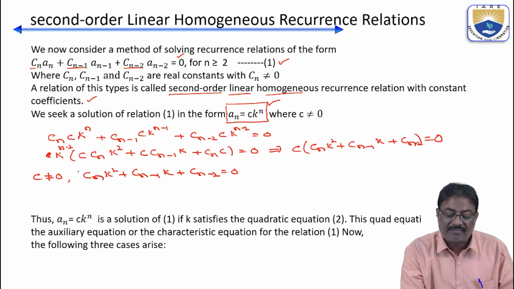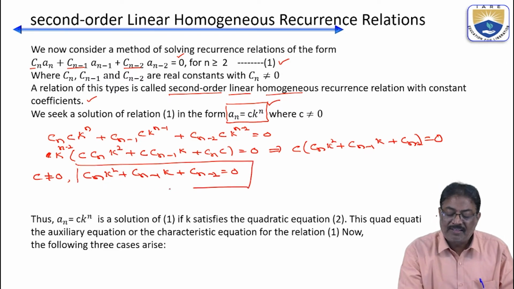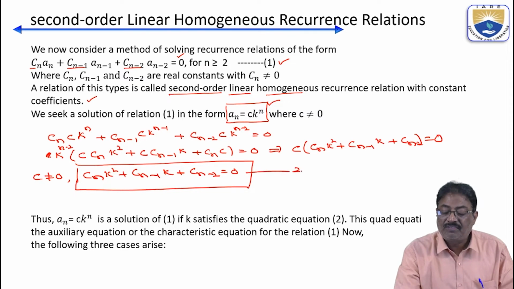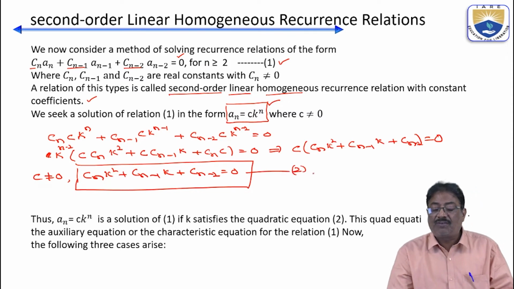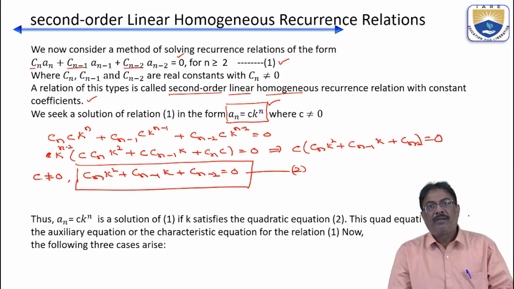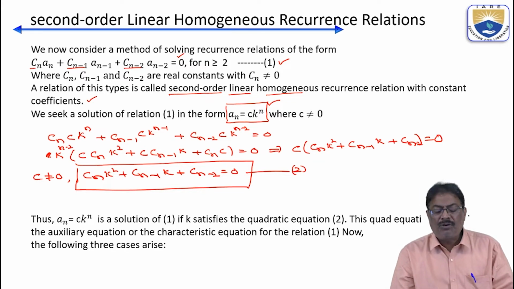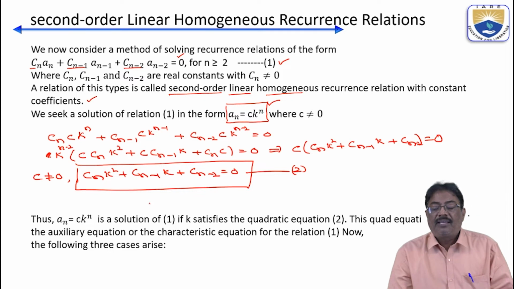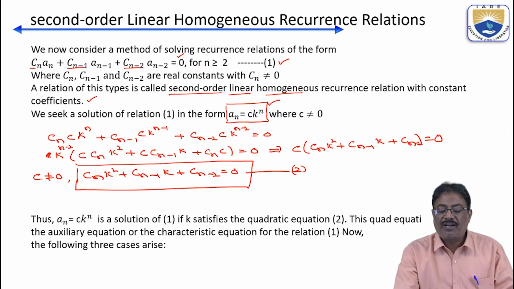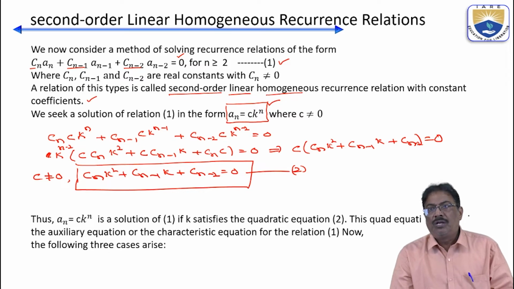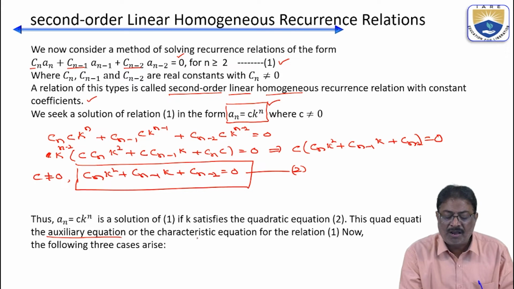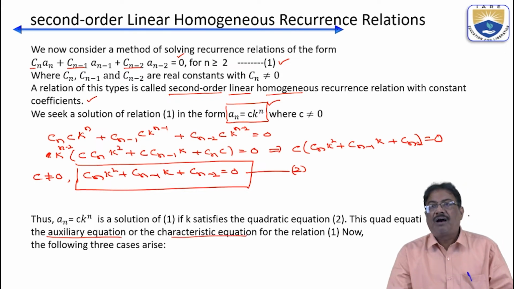So this is known as the auxiliary equation. Let us call this equation 2. Now if a_n = c k^n is a solution, it must satisfy the given equation. So the given equation 1 is reduced to equation 2. Equation 2 is called the auxiliary equation or characteristic equation of equation 1.